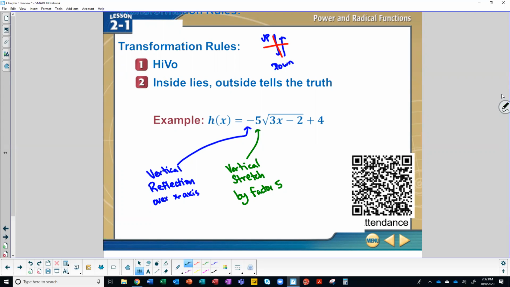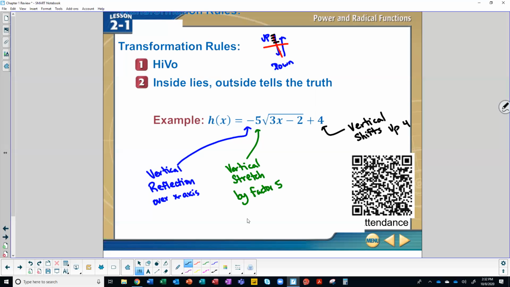I'm going to skip the inside just for a second. I'm going to go to the very end. What does this do? Vertical or horizontal? Vertical. It's vertical because it's outside. Anytime you add or subtract, it always shifts or translates. And outside tells the truth, so plus 4 moves it up 4.